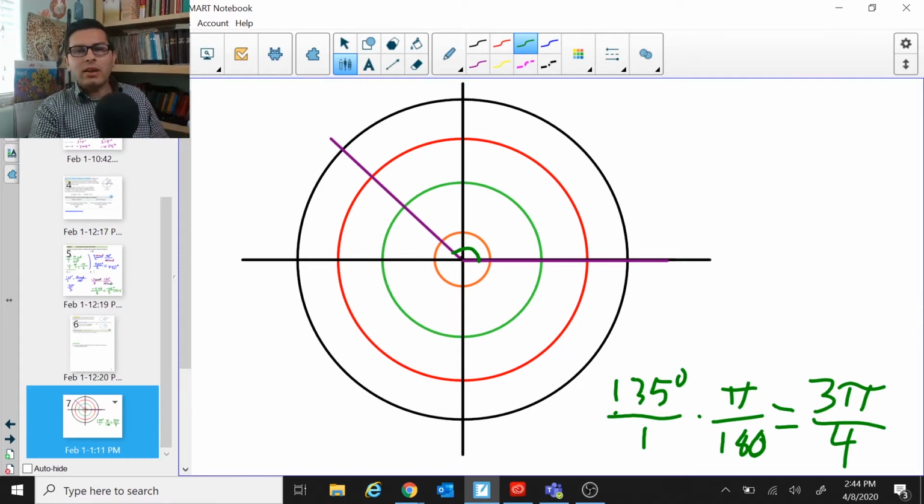And then even then, on this red circle right here, if you were an ant and you had to walk, you would be walking a whole lot farther than the ant on this central orange circle. So essentially, that's going to be the difference between arc length and the central angle. For each one of these circles, orange, green, red, and black, it all has the exact same central angle, which is 3 pi over 4. However, the arc length is different.